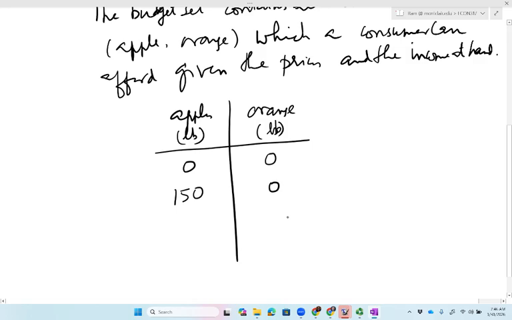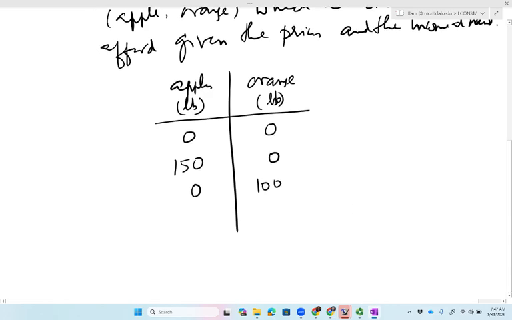I could go the other direction where the question would be what is the maximum amount of orange the consumer can afford. Again, in this situation, the consumer will have 0 pounds of apple, and then the maximum quantity of orange he could afford, given the $3 per pound price and $300 at hand, turns out to be 100 pounds. These are not the only combinations. We could look at several more.